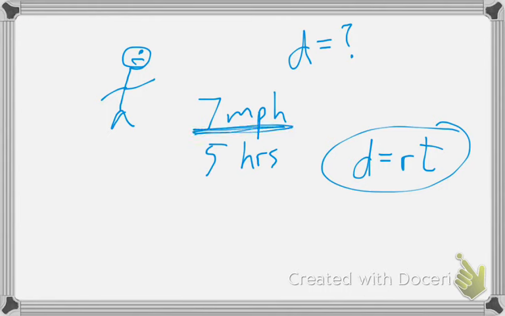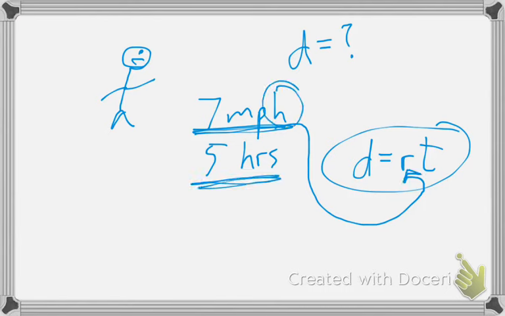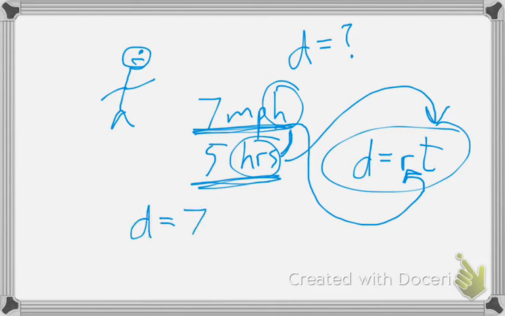Now I plug in the information I know. Here's the rate. Here's how fast he's going. So that's going to go in right there. And this is the time. And notice we've got hours here and hours here. There's a different way to write hours, but anyway, time goes in there. So now I'm going to rewrite this. Distance equals 7 times 5, because this is multiplication, happening right there. Rate times time. So, 7 times 5, distance then is 7 times 5, which is 35.